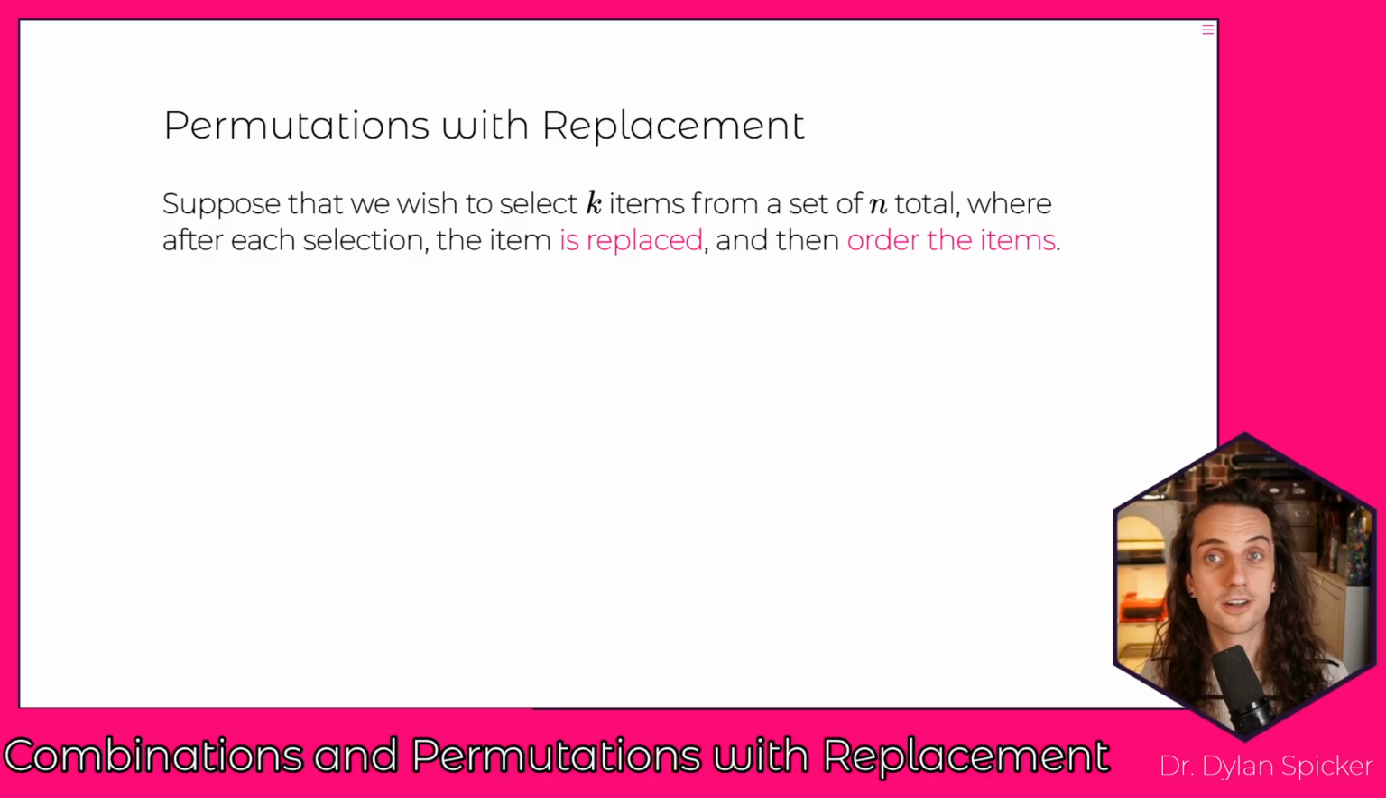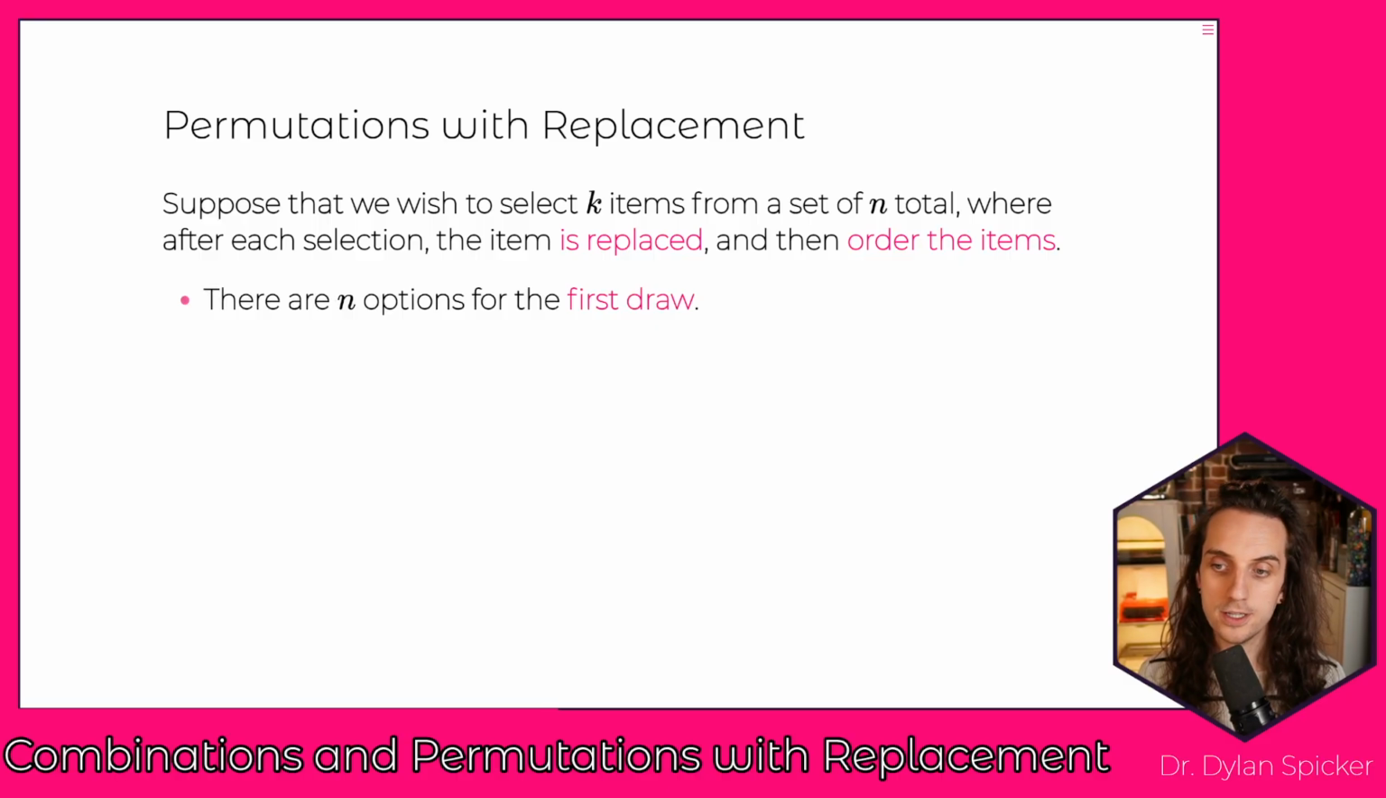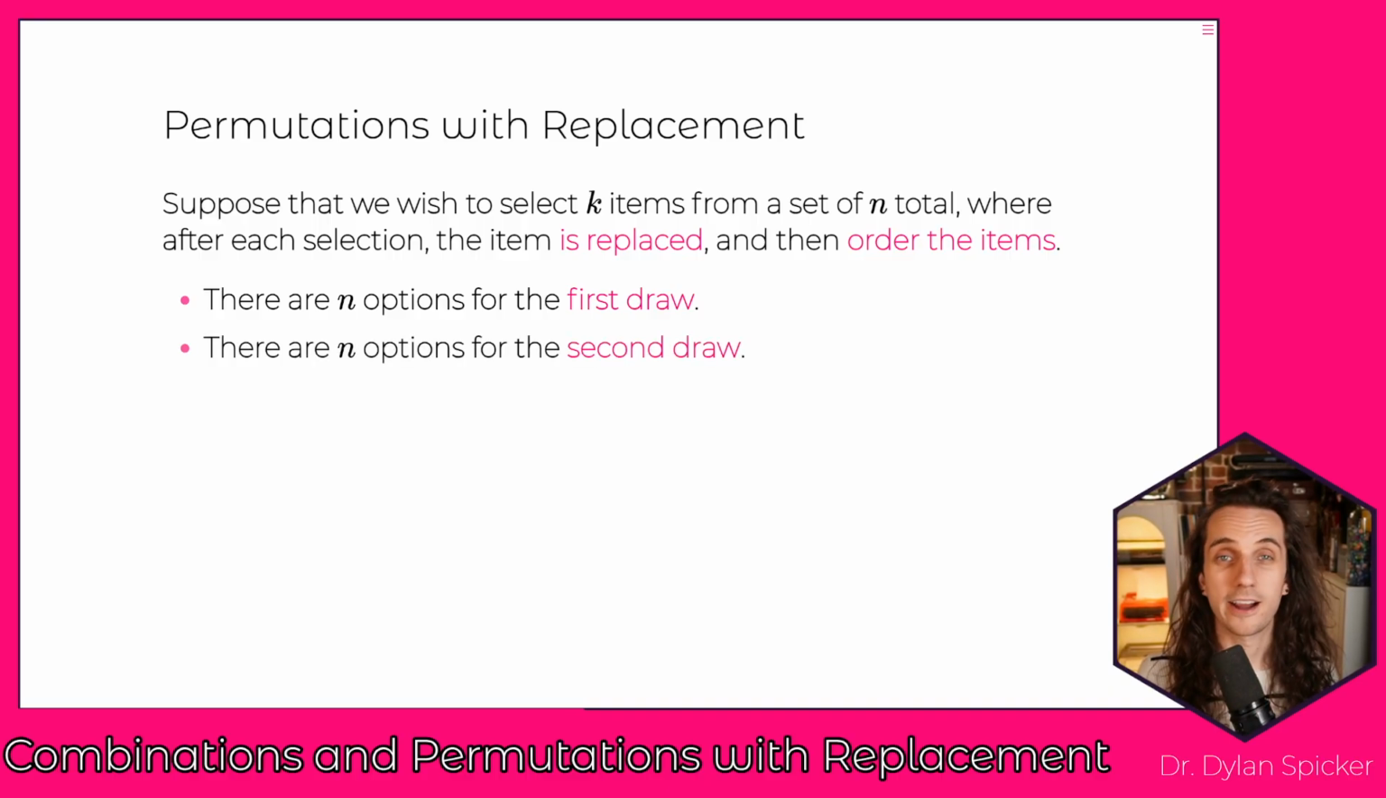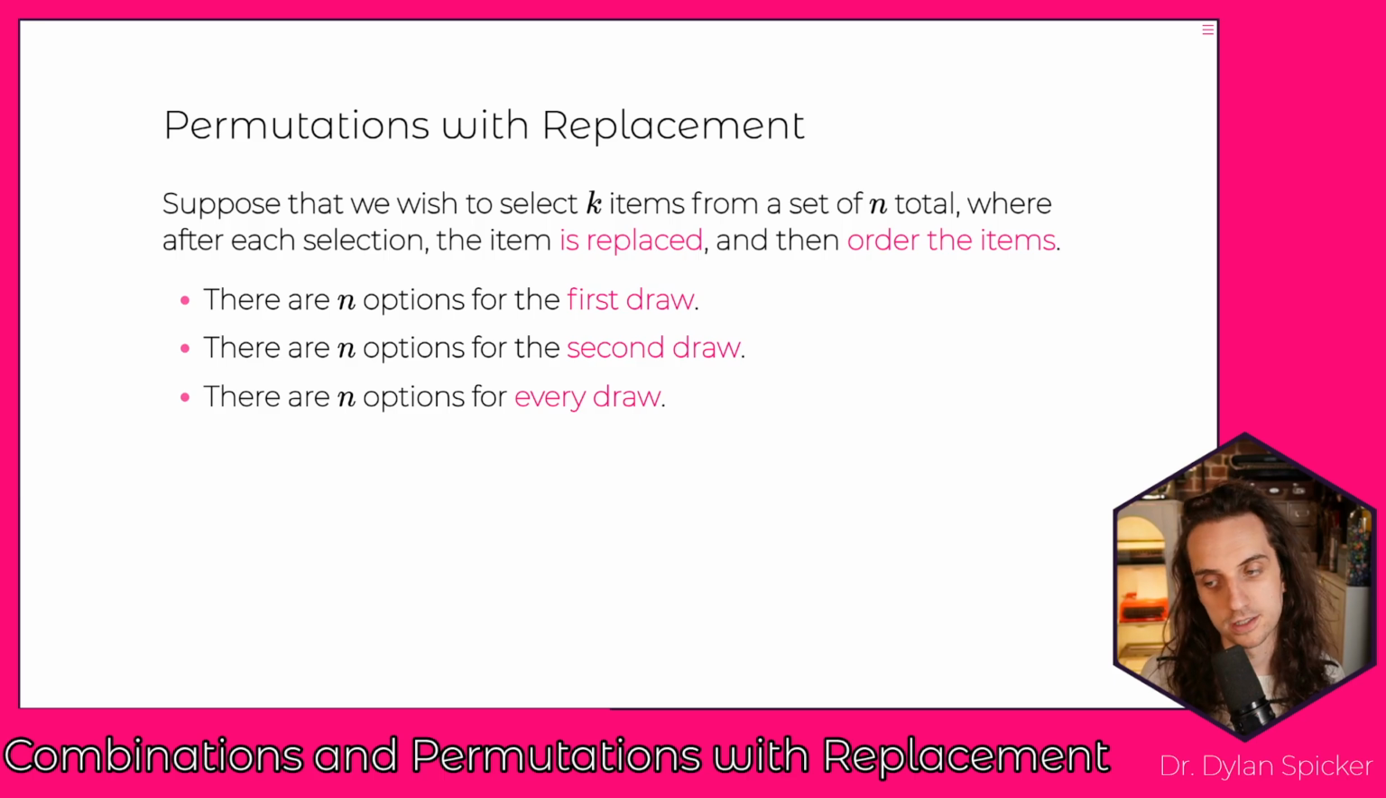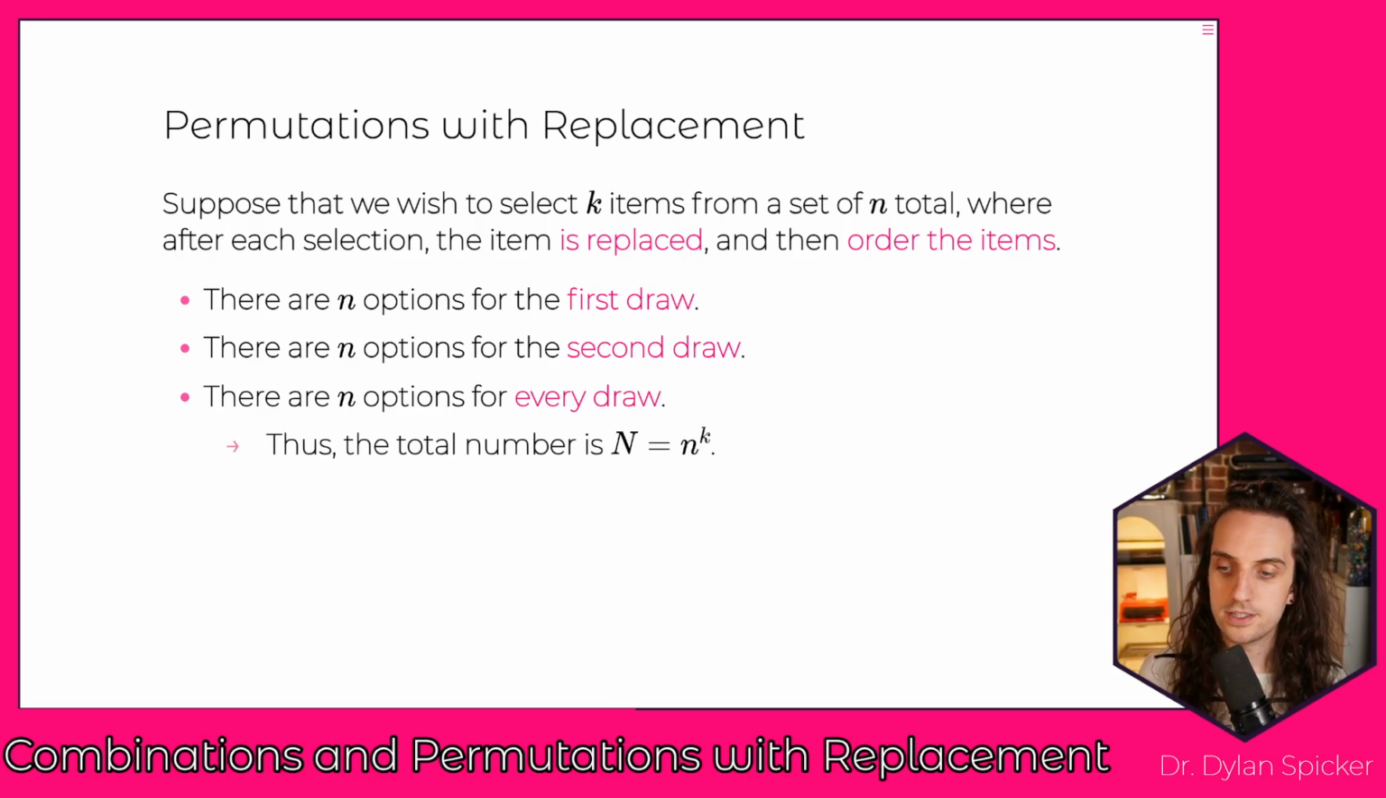Suppose that we want to select k items from a total of n, but after each selection, the item is replaced, and then we order the items. We can approach this using the product rule for counting. There are n options for the first draw, but that doesn't change. There are n options for the second draw. There are n options for every draw. And so as a result, the total number is just going to be n to the power of k: n times n times n, up k times.